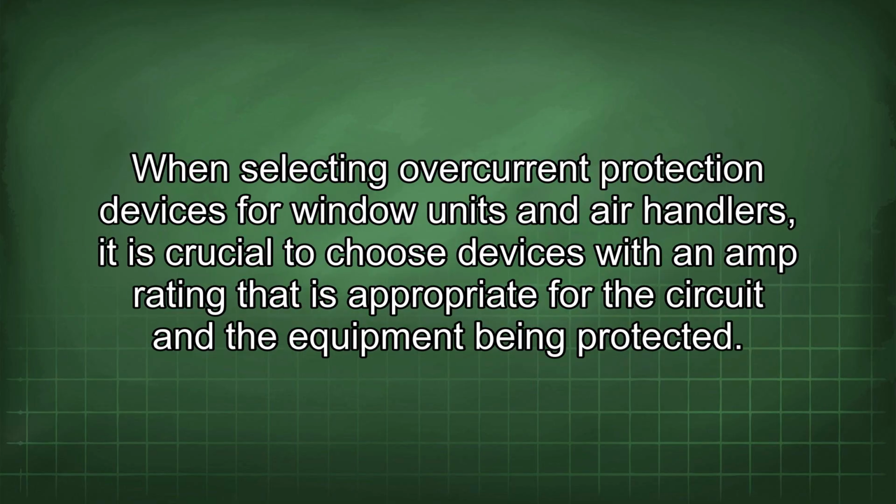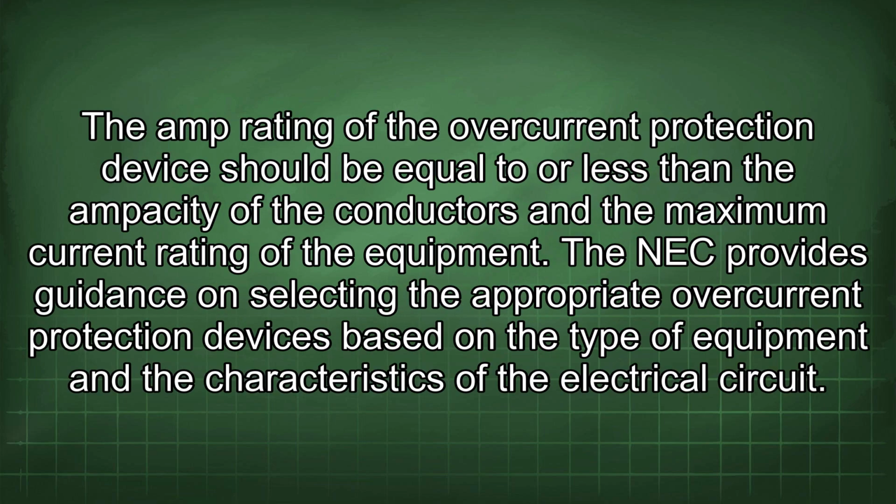When selecting overcurrent protection devices for window units and air handlers, it is crucial to choose devices with an amp rating that is appropriate for the circuit and the equipment being protected. The amp rating of the overcurrent protection device should be equal to or less than the ampacity of the conductors and the maximum current rating of the equipment.